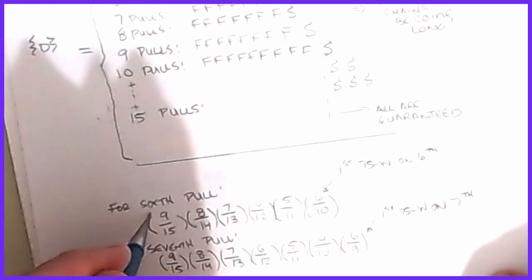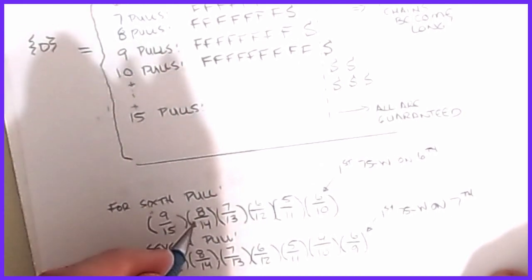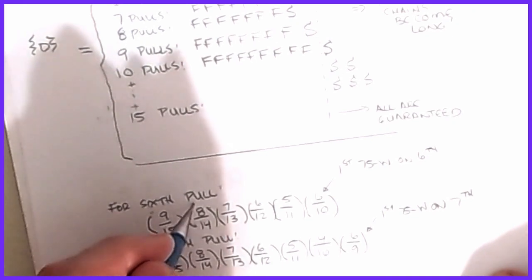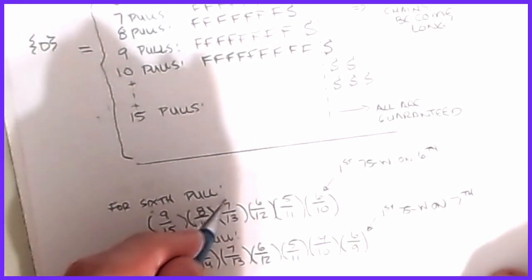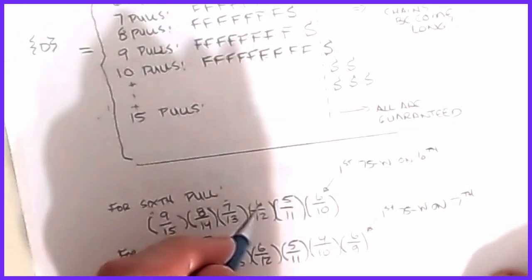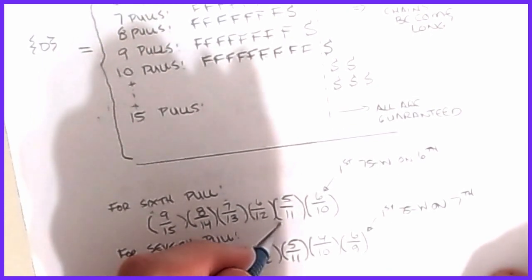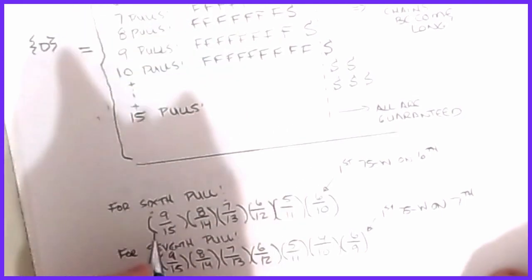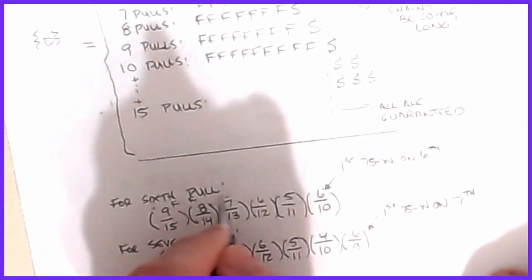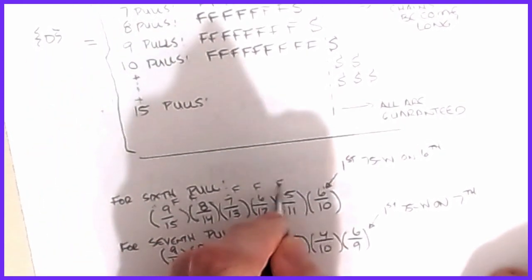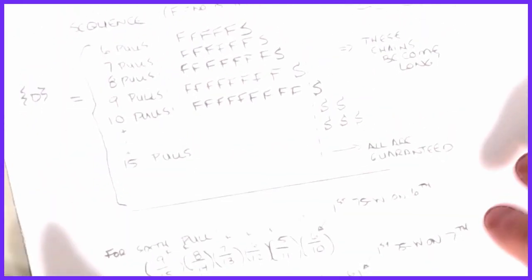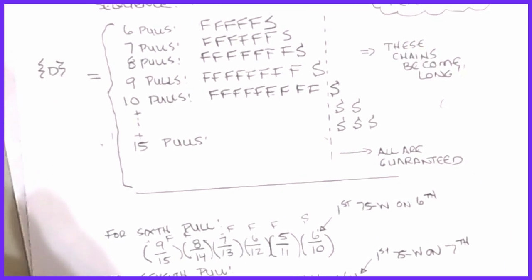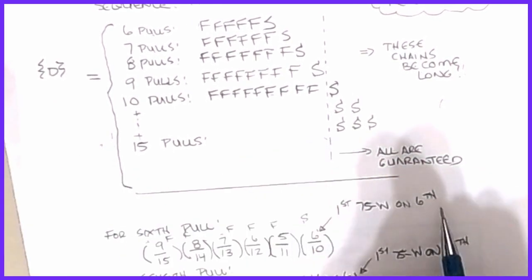For the second event, I failed the first one already, so now there's 8 on 14. On the third, I failed the first two, so now there's 7 ways on 13 to fail, and 6 on 12, and 5 on 11, and so forth. This last one is where that first success hit. So this was a failure, that was a failure, that's a fail, that's a fail, that's a fail, and that's a success. So it becomes a sequence problem, if you will, in which we have my first 75 watt on the 6th pull.